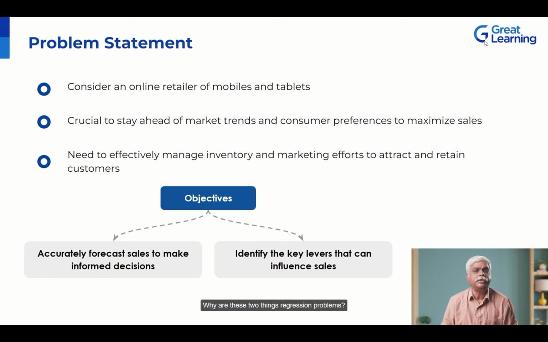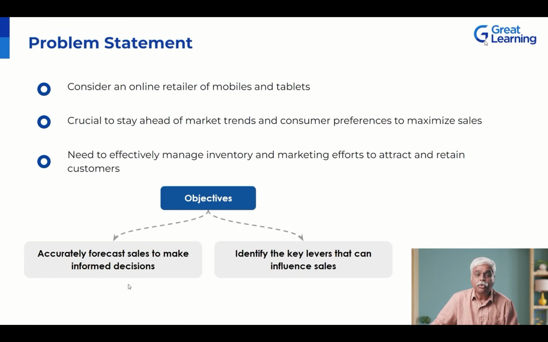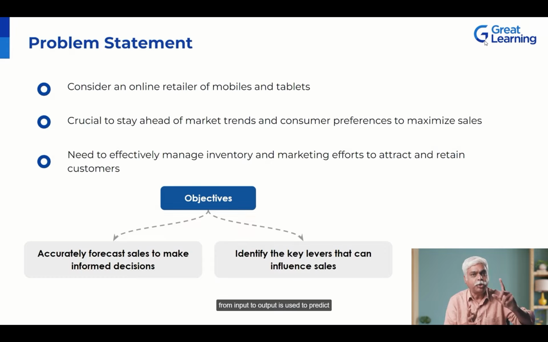Why are these two things regression problems? In the first case, what we do is say, if you give me input variables, if you give me the state of market trends and customer preferences, I can put that into an algorithm and I can give you a sales forecast. In other words, the ability to go from input to output is used to predict the output using inputs.